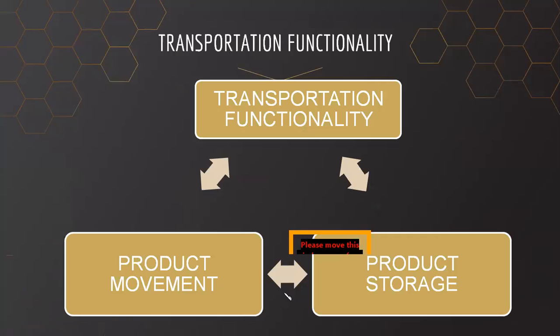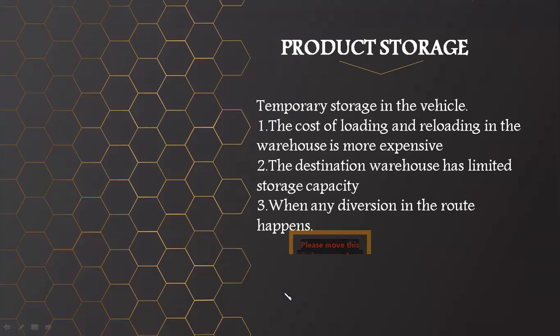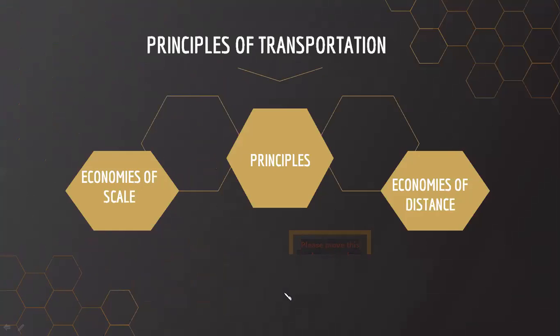Now, here you can see transportation functionality also we had discussed in the earlier topics. Two important functions, that is product movement and product storage. This also we had covered. Here you can see the meaning of product movement and what is product storage.